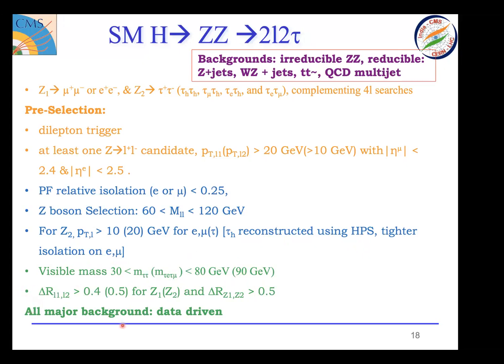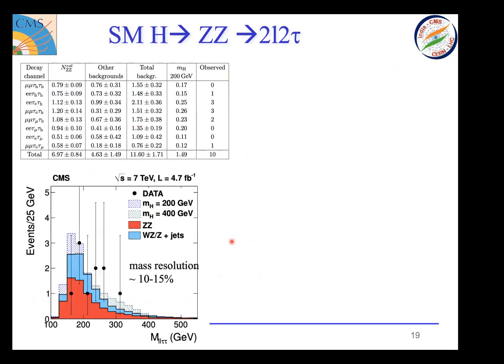All major backgrounds were data driven. Again, just like the 4L channel, the ZZ, for example, was done from the inclusive Z. And then for estimating the jets reconstructed as taus, you have isolation relaxation, you have same charge relaxation. And then you try to see how many of those misidentified jets can actually sneak into the signal. So that's also a good one.